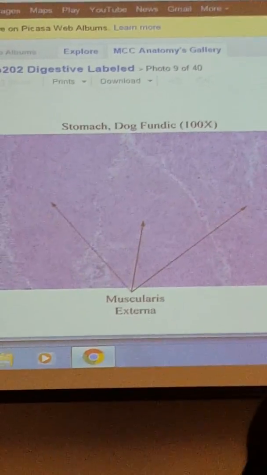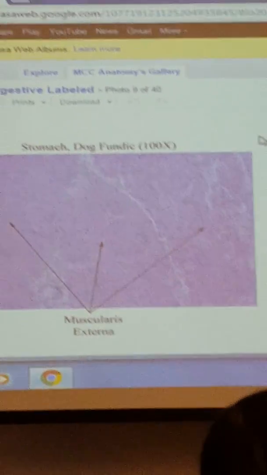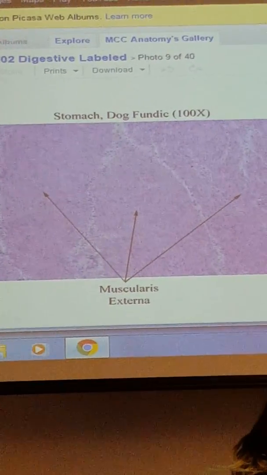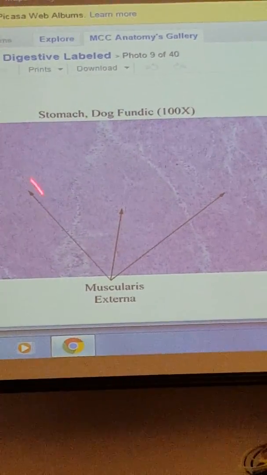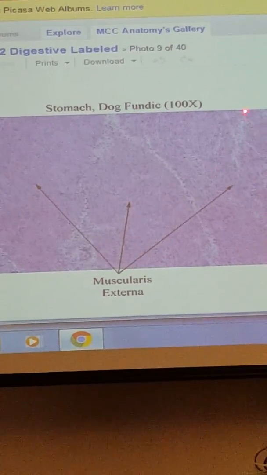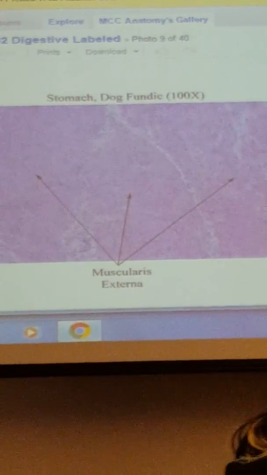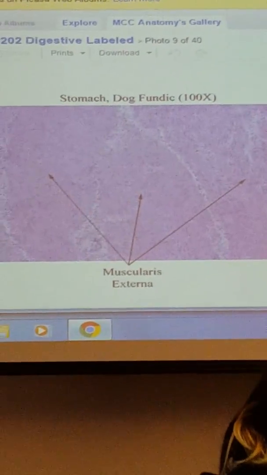In the stomach, we have 3 layers of muscle. That's important because that's the only part of the GI tract that has 3 layers. So here's one direction, here's another direction, and this is a third direction. So the muscularis externa is 3 different fiber directions.